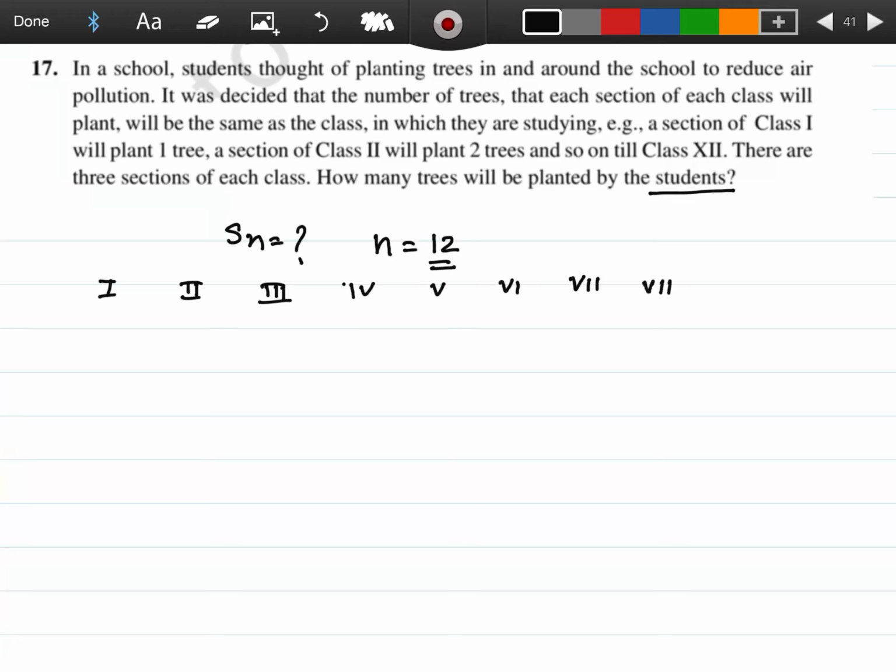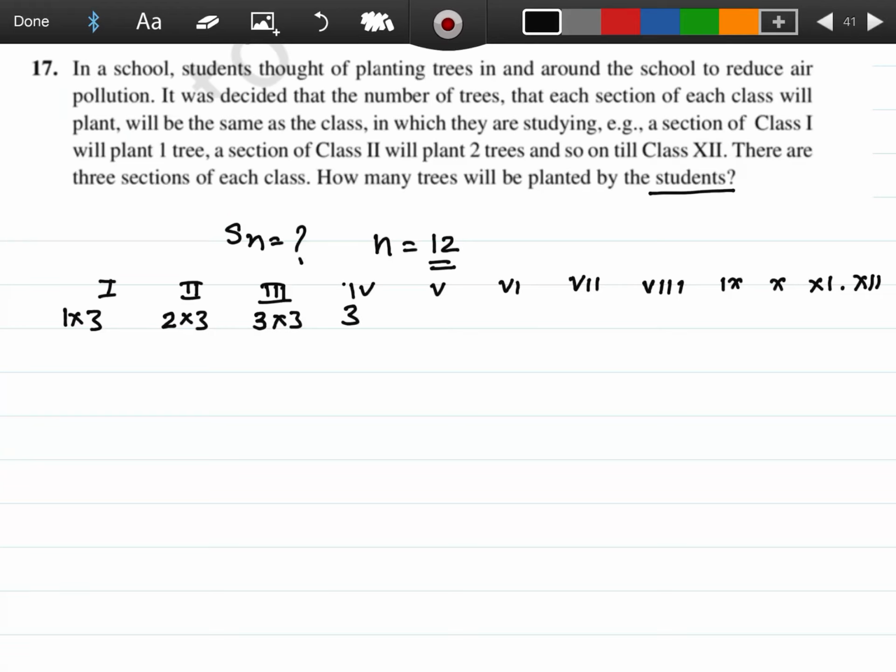So first class, second class, third class, fourth class, fifth class, sixth class, seventh class, eighth class, ninth class, 10th class, 11th class and 12th class. How many classes are there? Up to class 12. Each class has 3 sections. Suppose class 1 plants 1 plant and there are 3 sections. So 1 into 3, 3 plants will be planted by class 1.